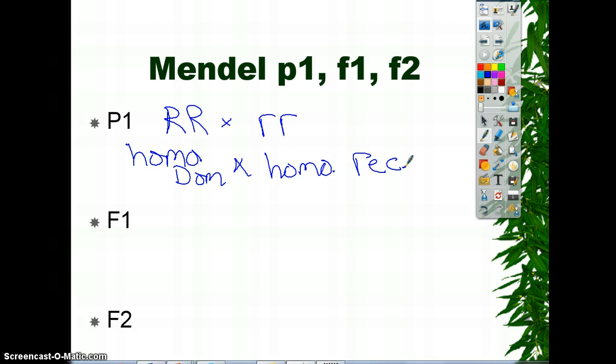When those two parents had babies, the only thing that they could have is a heterozygous plant. But the phenotype for this heterozygous plant would be round. So again, we cross pure round with pure wrinkled, or homozygous dominant with homozygous recessive. We got the heterozygous plant that looked round.